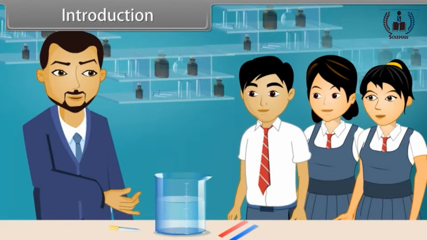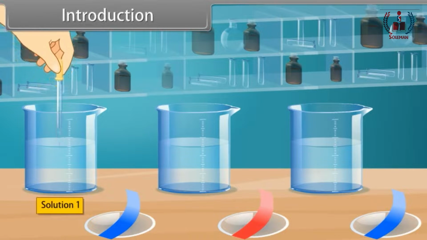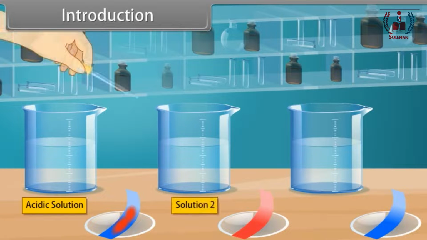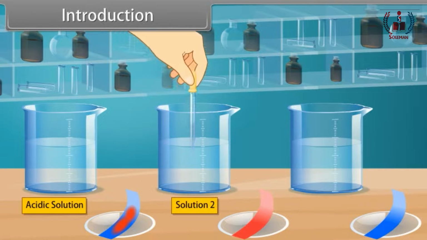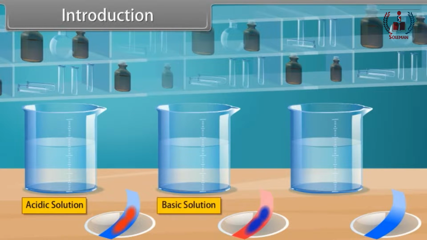Today we will perform an experiment to identify the acidic, basic or neutral solution. First, put a drop of solution 1 on the blue litmus paper. It turns into red. It shows acidic behavior. Next, put a drop of solution 2 on the red litmus paper. It turns into blue. It shows basic behavior.